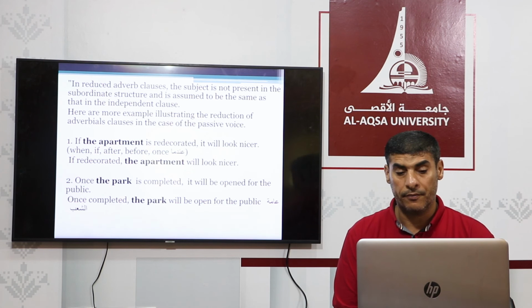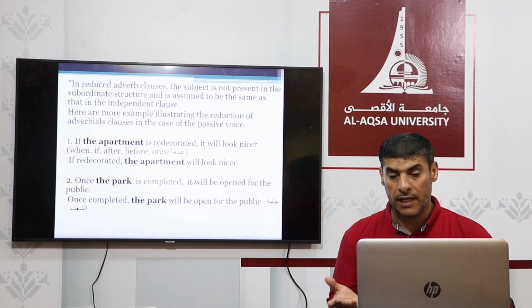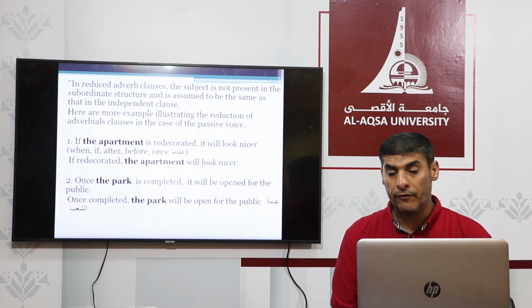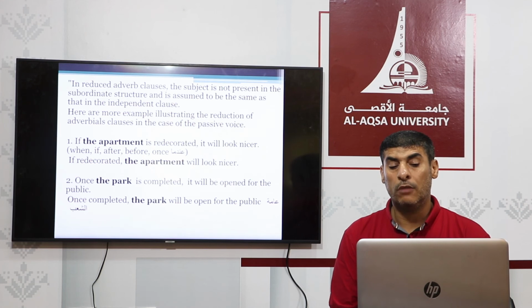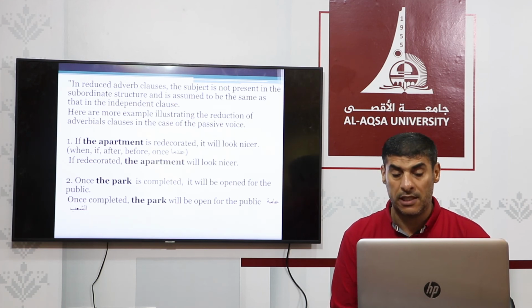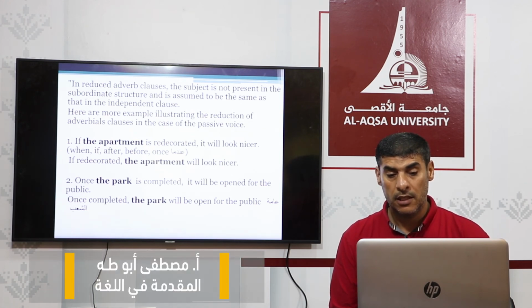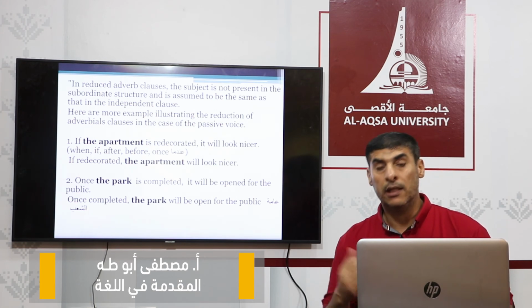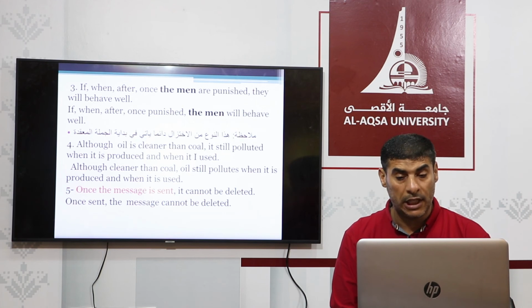Here is another example. Once the park is completed, it will be open for the public. So once completed. So we have once and then the past participle completed, because this is a passive construction. Once completed, the park will be open for the public. As you see, the park, the noun phrase in the first sentence, is moved to the independent clause in order to retain its full meaning, so it doesn't cause any ambiguity or complexity.